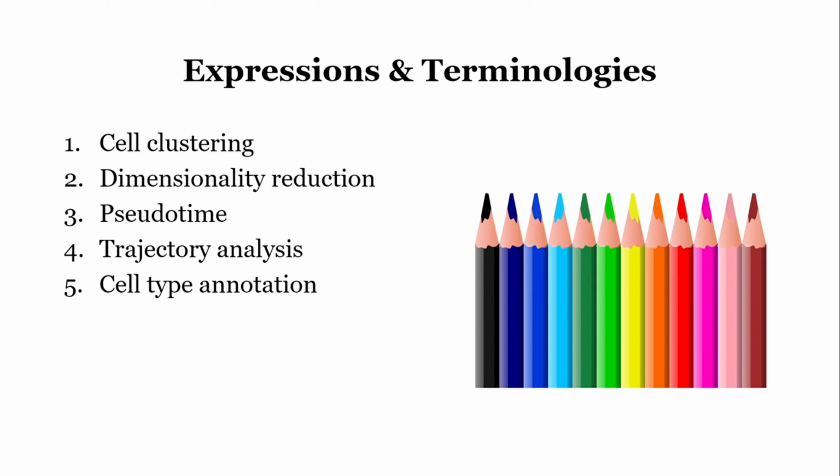Each colored pencil is like a cell in our bodies, and scientists want to figure out what type of cell each one is. In single-cell RNA sequencing analysis, scientists use a special machine to look at the genes inside each cell. Genes are like little instructions that tell each cell what to do and how to behave. By reading the genes in many different cells, scientists can start to see patterns and understand the different types of cells that make up our bodies. Cell type annotation is like giving a name or label to each group of cells based on their similarities.